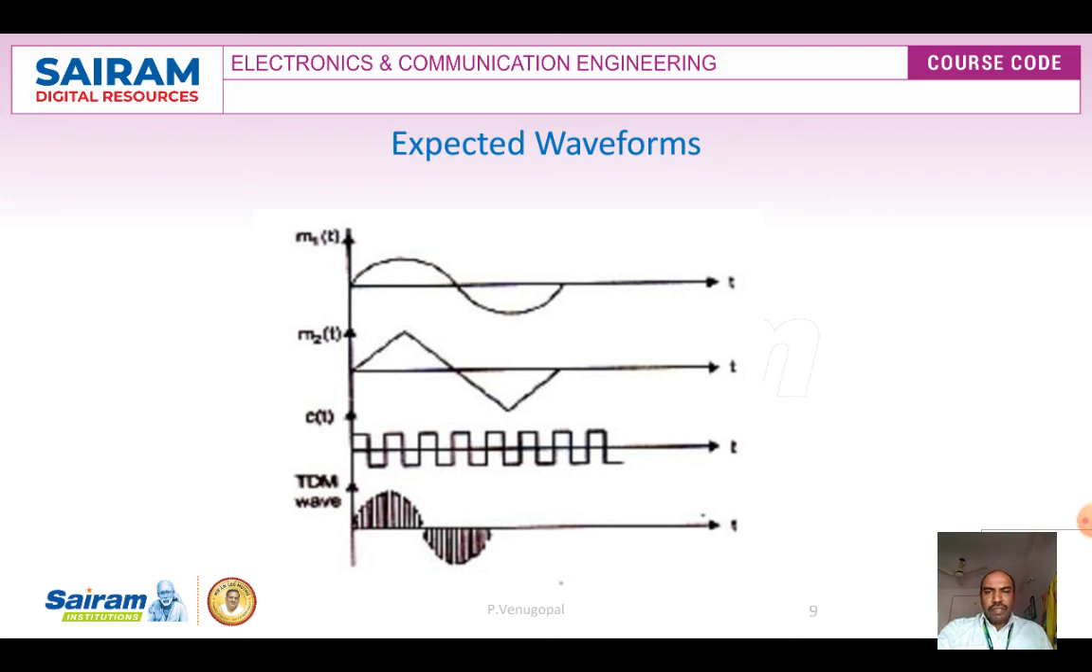Here you are observing that the peak to peak amplitude and the frequency of both signals M1 of t and M2 of t are the same, but the functions are different. One is sinusoidal, another is triangular. The carrier signal is a pulse or square wave. Look here, the frequency of the carrier is more than the frequency of the message signal. The amplitude of the pulse modulated with M1 of t gives PAM1, and the amplitude of the pulse modulated with M2 of t gives PAM2. That PAM1 and PAM2 get multiplexed to produce the TDM waveform.